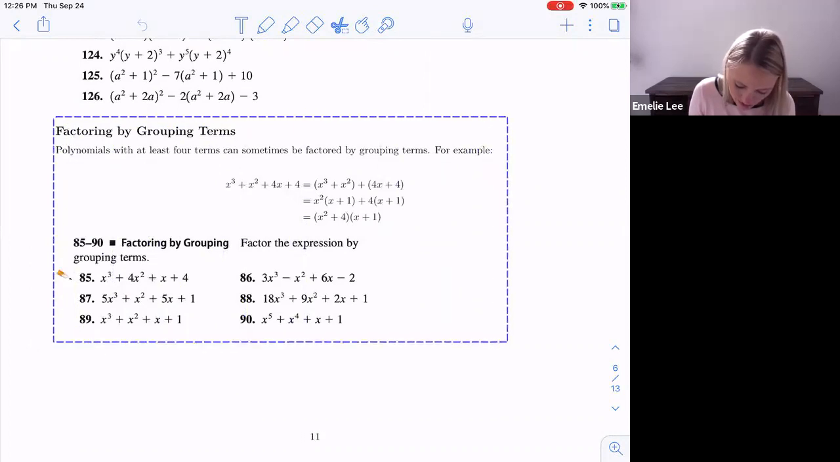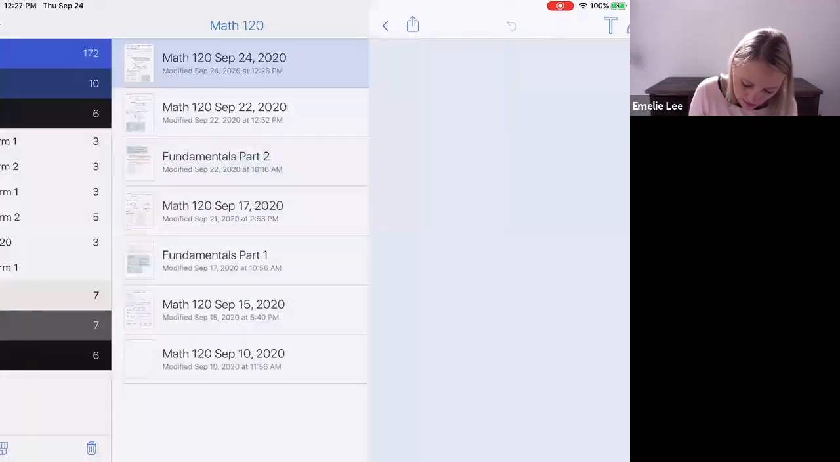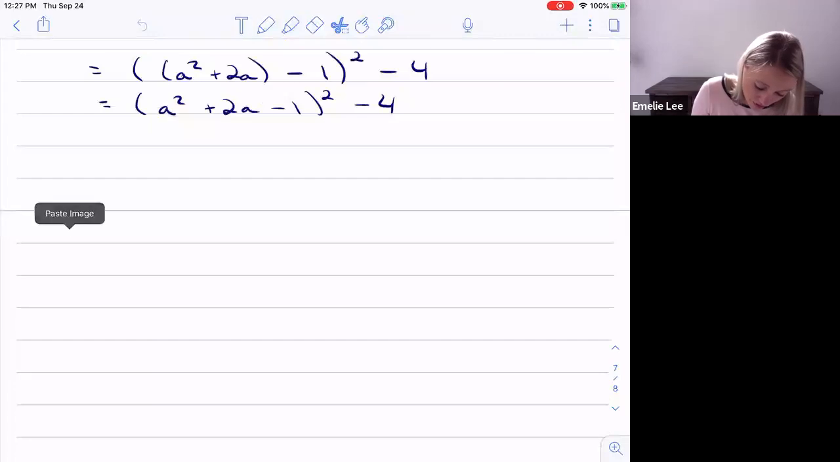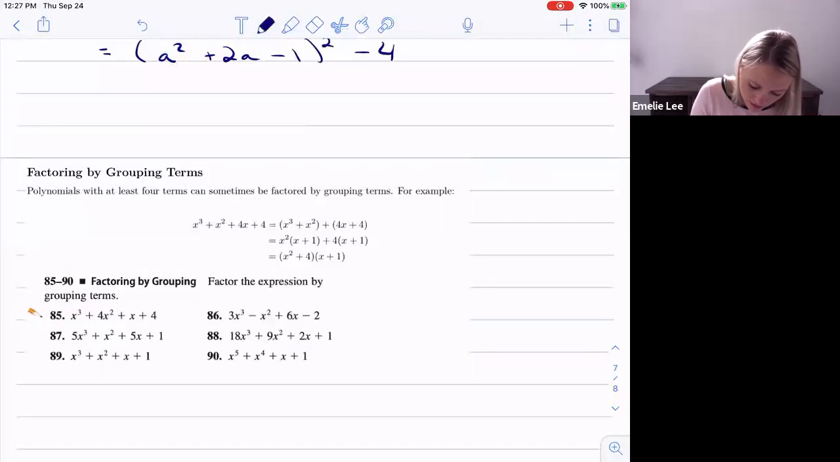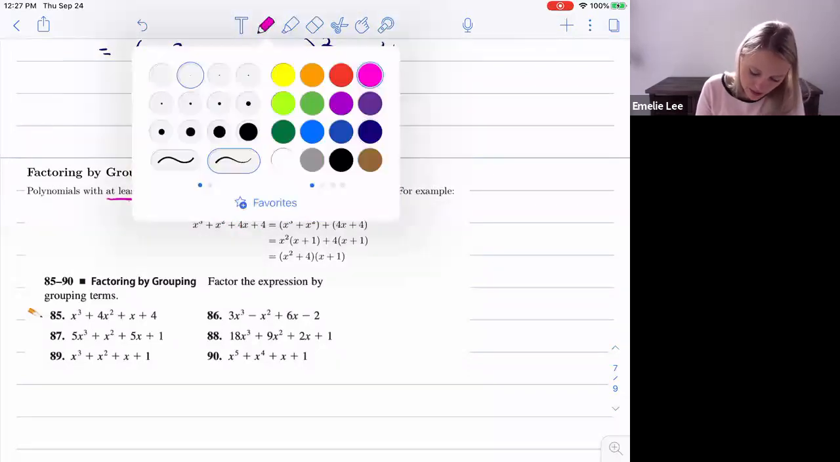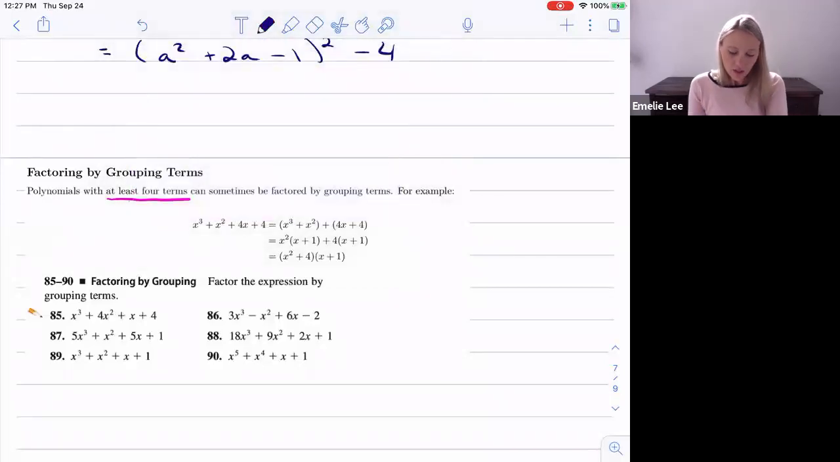It only works if you have at least 4 terms, so something really large that you have to factor. But it's a nice trick to have. So polynomials with at least 4 terms, so it has to have at least 4 things in it: 1, 2, 3, 4. So it won't work otherwise, but it is a nice trick. We can sometimes factor by grouping the terms.